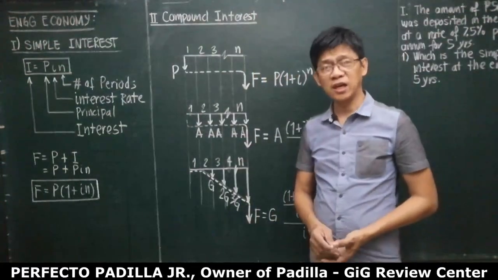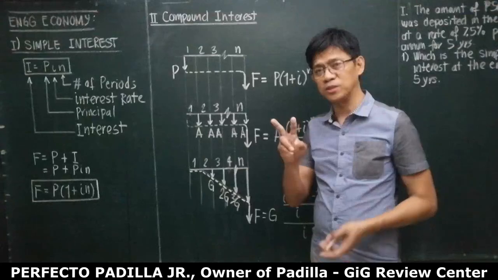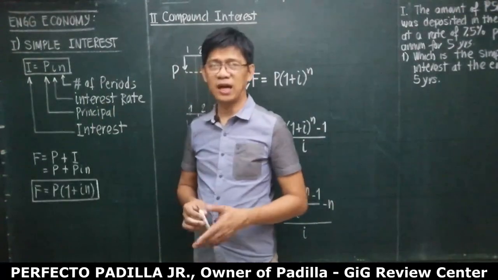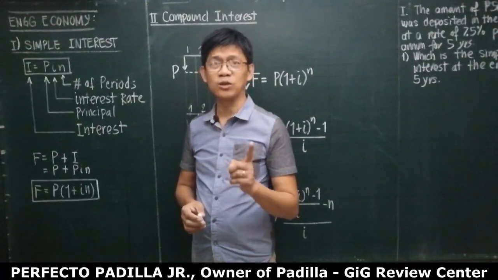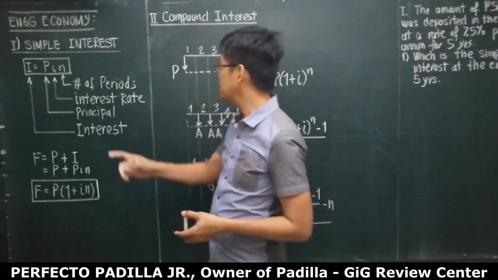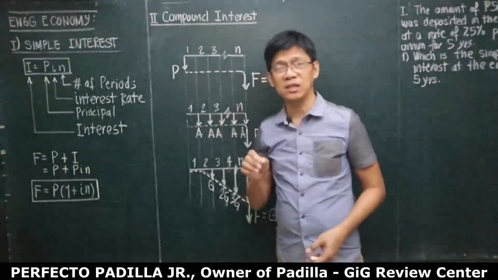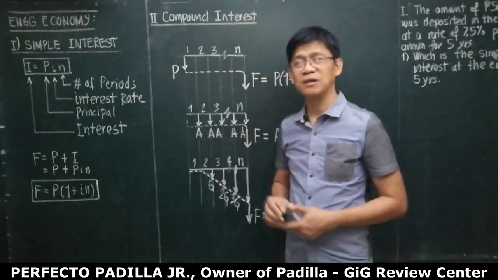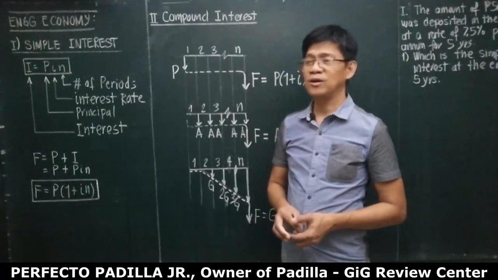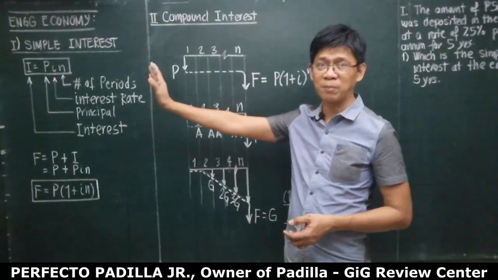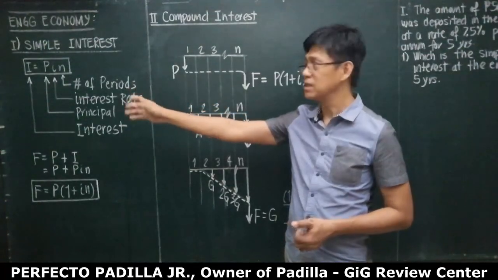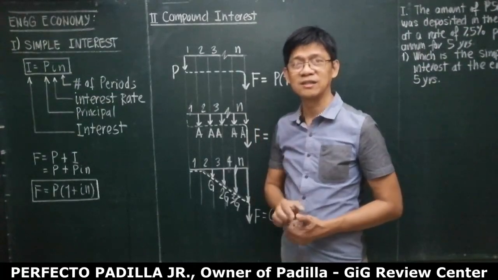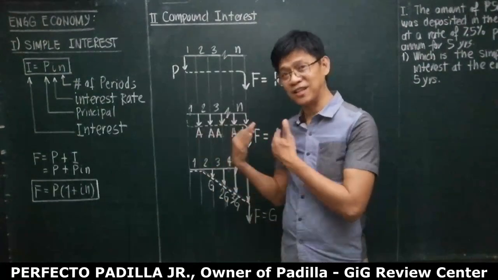For engineering economy, we have two kinds of general interest. Simple interest, wherein the only thing earning interest is the principal. And the other is compound, wherein the interest also earns interest together with the principal. So, dito sa simple, principal lang ang nag-i-interest. Dito, pati interest nag-i-interest. So, it means mas malaki ang interest, no?